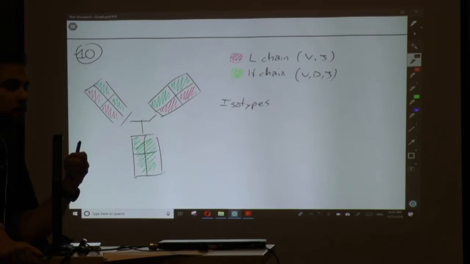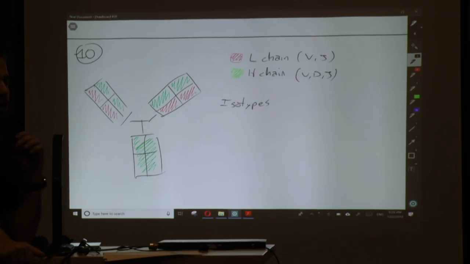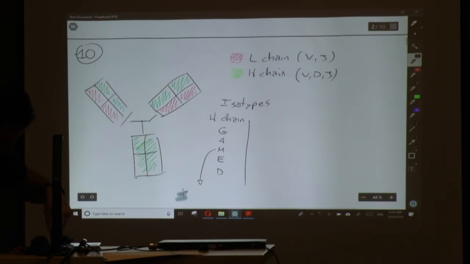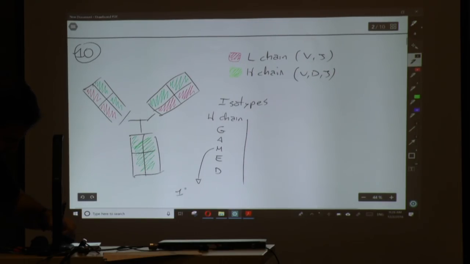That's if you're a B2 cell. What about B1 cells? Are B1 cells able to isotype switch? No, right? So IgM is the only thing that B1 cells will make. So heavy chain is G, A, M, E, and D, and then M is the first one produced, right?